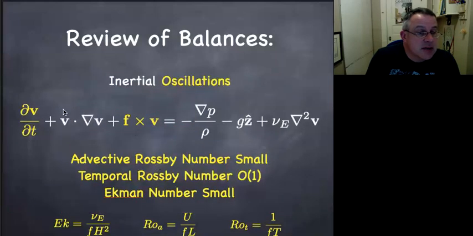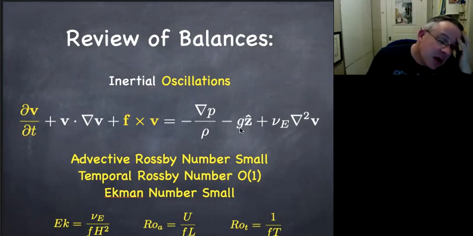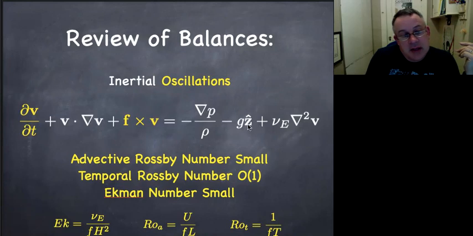Inertial oscillations have the advective Rossby number small, so this term is small. The temporal Rossby number is order 1, because this is just as big as this. That's the balance we're actually going to find. The Ekman number is small, which means that friction is negligible. And we don't say anything about the pressure and the gravity in this case, but in an inertial oscillation you wouldn't want those to be conspiring in such a way as to make this anomaly go away.